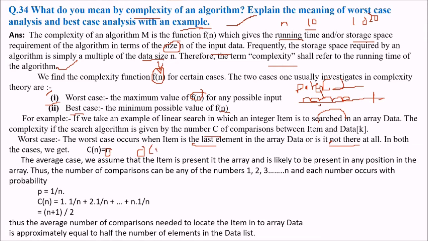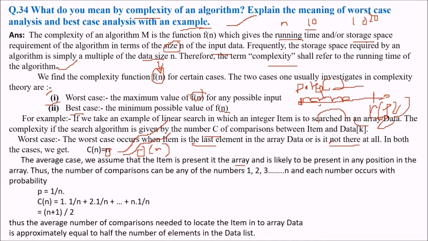So this is big O of n. Why do we call it big O of n? Because this is the asymptotic notation for the function which is always higher than this f(n). For the average case, we assume that the item is present in the array and is likely to be present in any position. The best case would be finding the item at the first position. The worst case would be at the nth position. So (n plus 1) by 2. Okay, this is how we can tell.